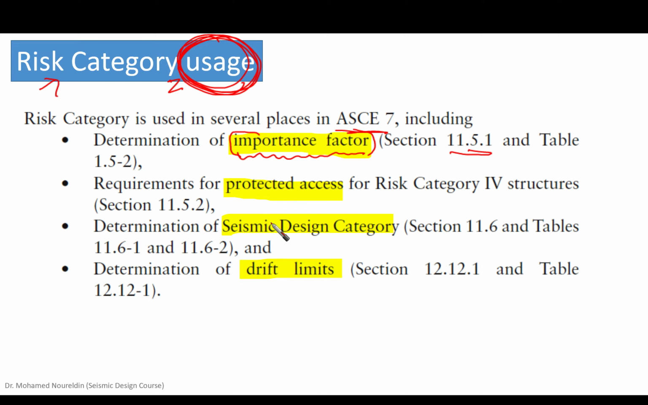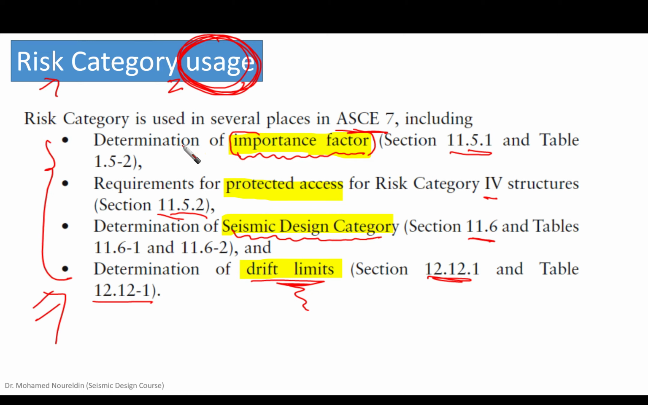Requirements for protected access for risk category 4 structure, which is going to be in section 11.5.2. Determination of seismic design category, which we're going to talk about in a minute, is under section 11.6 and tables 11.6-1 and 2. And determination of drift limits, that's very important as well. We're going to find it in chapter 12, 12.12.1 and table 12.12-1. Okay, so these are the direct requirements that are related to risk categorization.